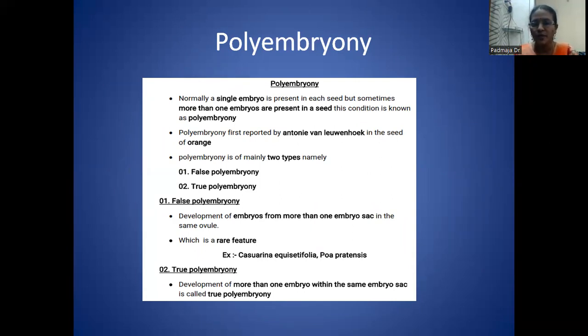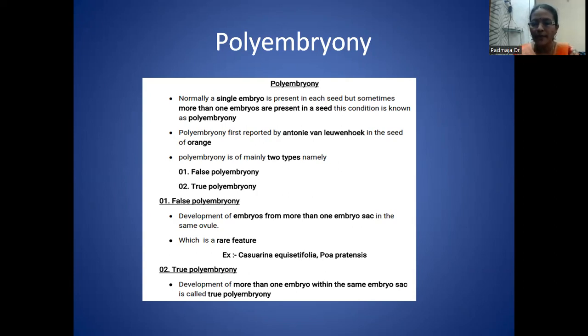It was first reported in oranges and citrus. So polyembryony is mainly of two types, namely false polyembryony and true polyembryony. False polyembryony means development of embryo from more than one embryo sac in the same ovule, which is a rare feature. That means here the embryos are formed from more than one embryo sac.